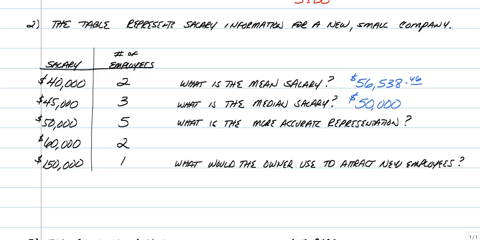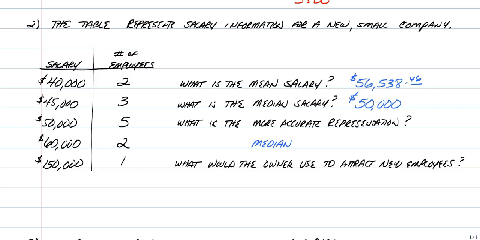Now, what's the more accurate representation? Well, you have to remember what we talked about with mean, median, and mode, is that when there is an outlier, clearly this is the guy that owns the company. That's why he's making so much more than everybody else. That would mean a median would be a better representation of what the salary is at this company, because of course the owners are always going to make much more.